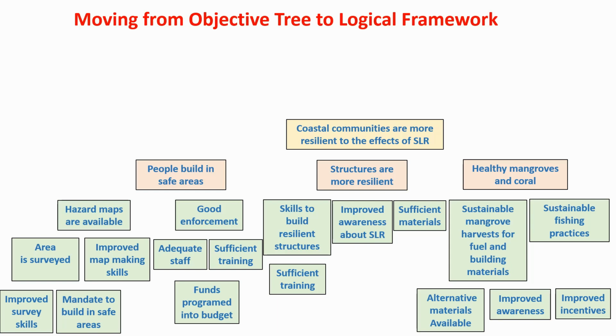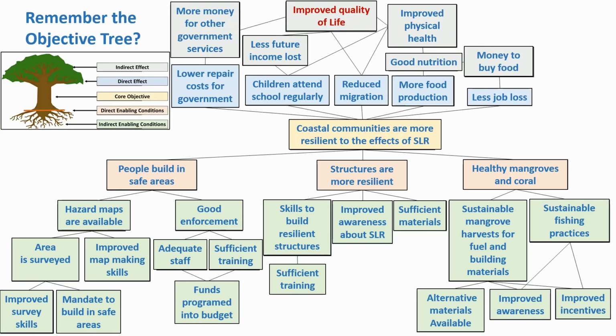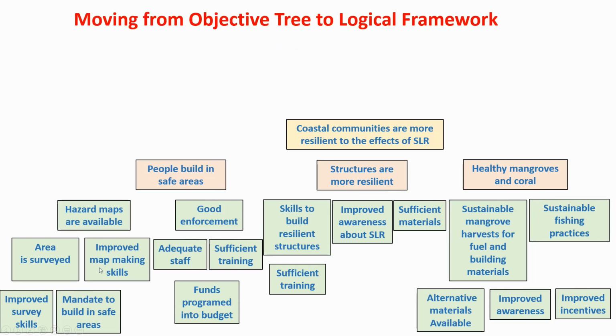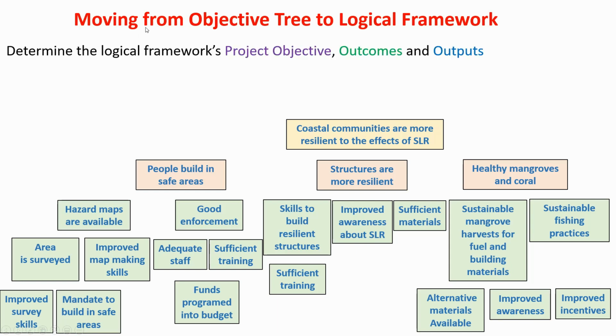And all of the information, remember, this is the trunk of our tree. And these were the roots of our tree down here. These are the big roots, and these are the deeper roots, right? So we're going to focus on these roots to move from objective tree to logical framework. So we'll use the objective tree to determine the project's objective, the outcomes, and the outputs.